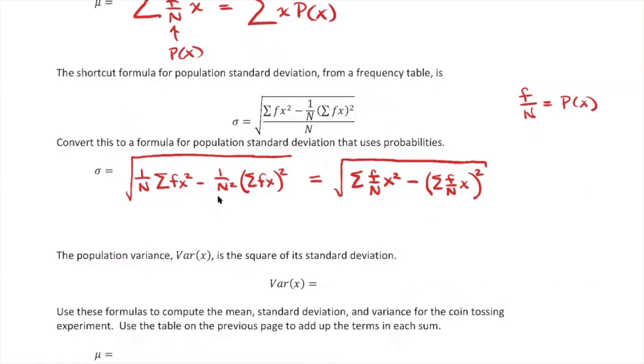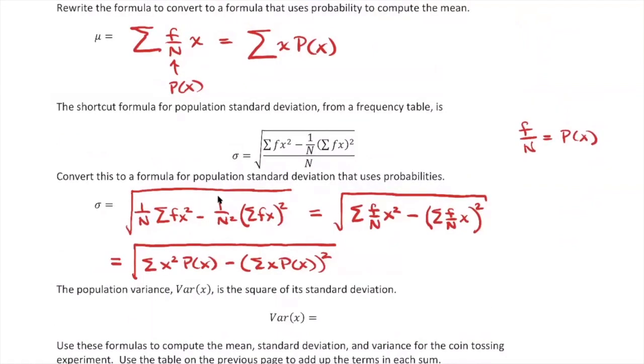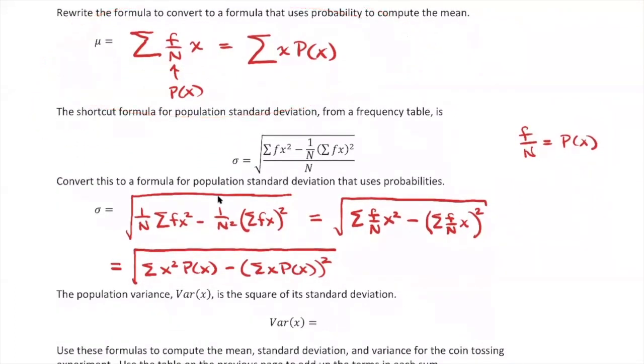That's just a probability. You can finish this up by saying, oh, well, that is just the sum of x squared times P of x, minus, in parentheses, the sum of x times P of x, quantity squared. And then reminding you up above, the sum of x times P of x is the mean of the distribution. We use a mu for a population mean now. And so that's the mean of the probability distribution.